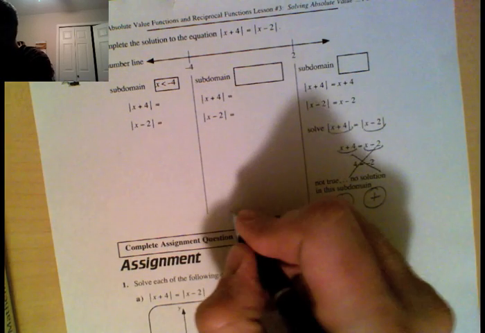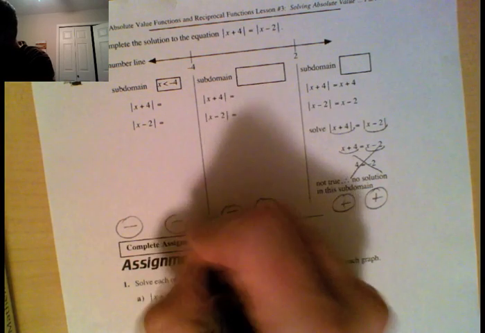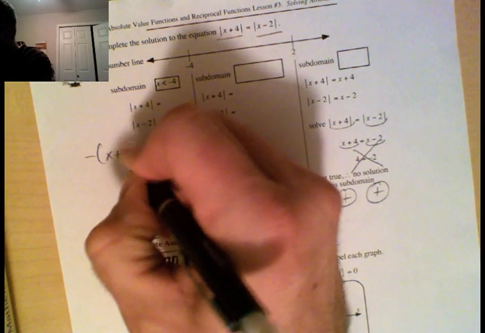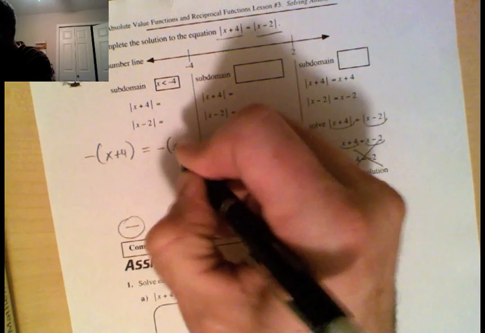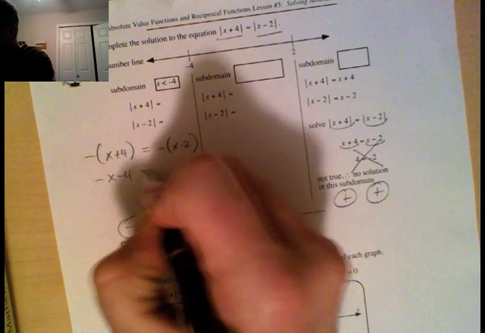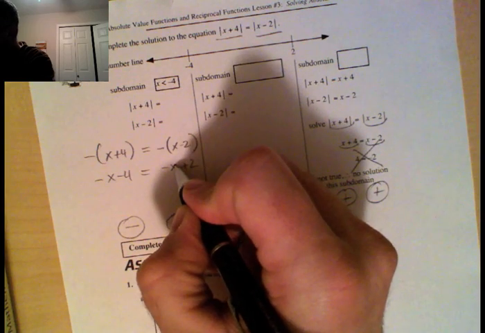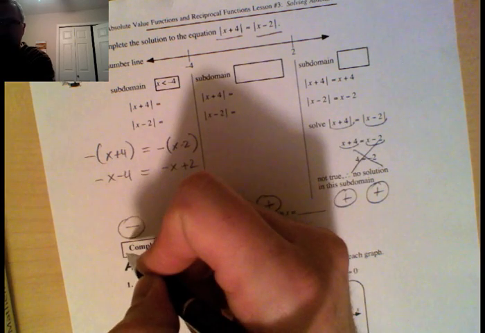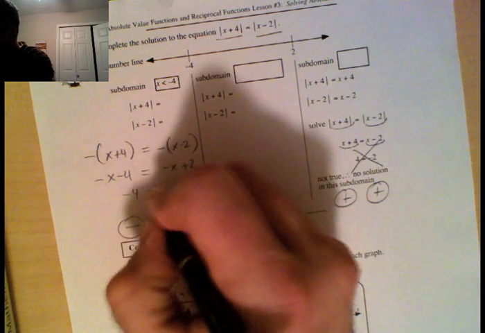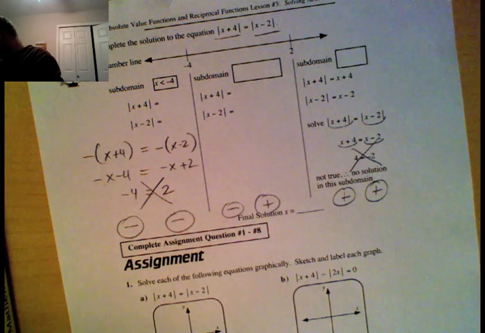So the two other situations we're going to do are where one's negative and one's positive, and where both of them are negative. So if I take my x plus 4 and my x minus 2 and make both of them negative, that means I'm going to put them in brackets and put a negative in front of them. I distribute the negative and I get negative x minus 4 equals negative x plus 2. Well, if I add x to negative x, that means I have no x's left. So I'm left with negative 4 equals 2. Well, we know that's not true. That's not a solution in this case.